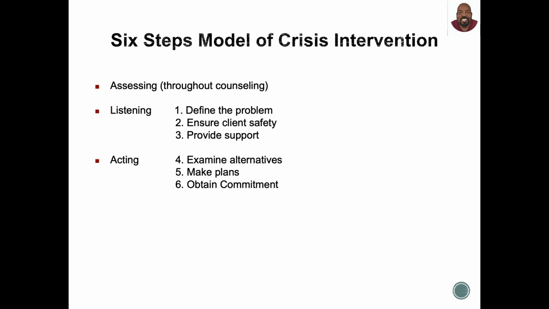And then we obtain commitment. After we've gone through these 5 steps here, we've got the problem defined, we have to make sure they're safe, we've got support, we looked at alternatives, we made a plan, we want to make sure they commit to this process. Because if they're not willing to commit to the process or to the plans, then there's no point in making a plan. So we want to make sure we can create a plan they will actually commit to. And so the assessing, the listening, and the acting, these are the backbones of the 6-step model of crisis intervention.